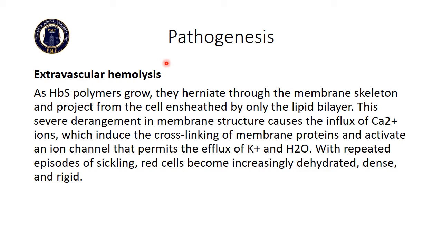The two most important factors in the pathogenesis are extravascular hemolysis and microvascular occlusion. First, we will see extravascular hemolysis. As the sickle hemoglobin polymers grow, they herniate through the membrane skeleton and project from the cell, which has only one lipid bilayer. When the membrane is disturbed, it will cause the influx of calcium. When the calcium enters the cell, it causes the cross-linking of membrane protein, and it will activate the ion channels that will permit the efflux of potassium and water.